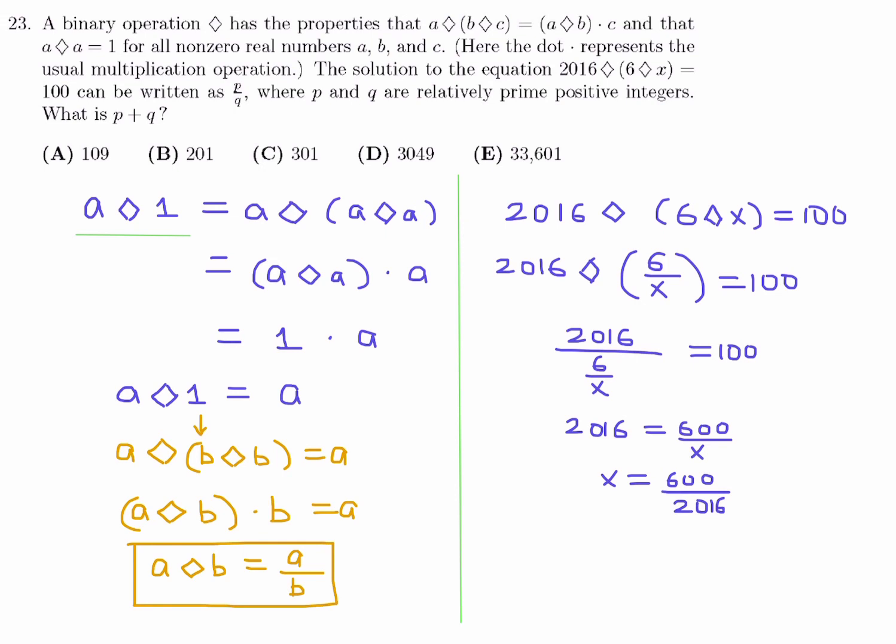But is it in the form P over Q, where P and Q are relatively prime integers? Well, not really. It's got to be in lowest terms. So when you reduce this to lowest terms, it eventually becomes 25 over 84. Now it's in the form P over Q, where P and Q are relatively prime positive integers. And now they want you to find P plus Q, so it would be just 25 plus 84, and that is equal to 109. And therefore, number 23, the answer is A.